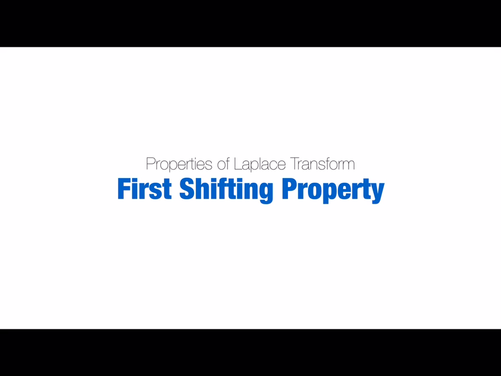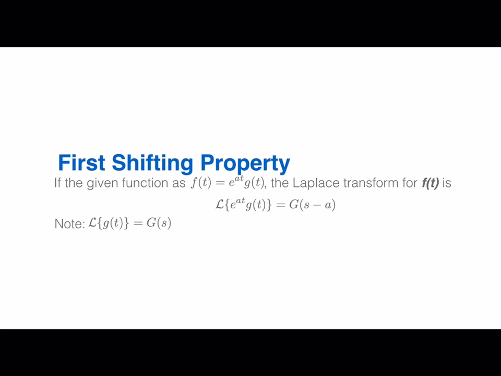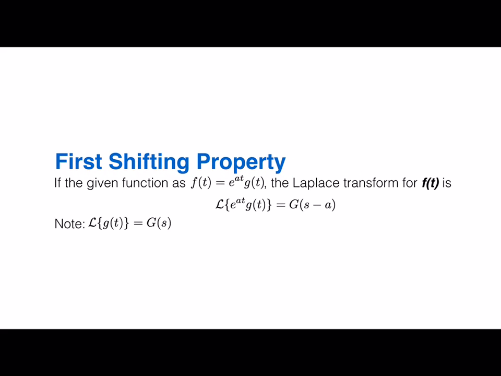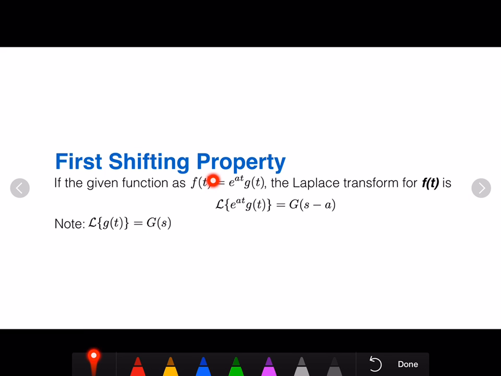So this is another next property, the first shifting property. So what does that actually mean? Let's say you have a function like this one. Let's say your f(t) is no longer a simple function like that one.